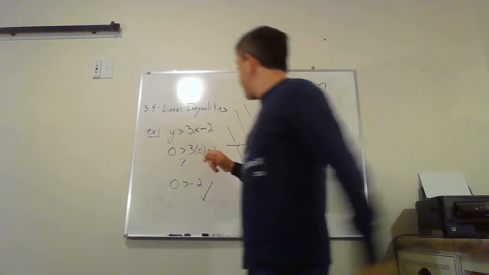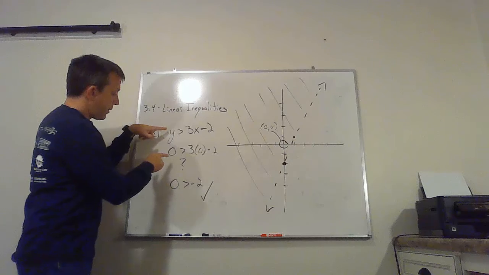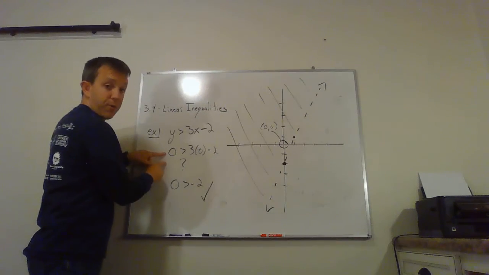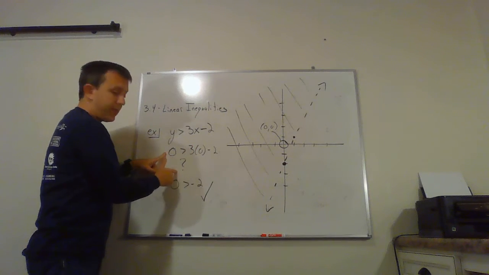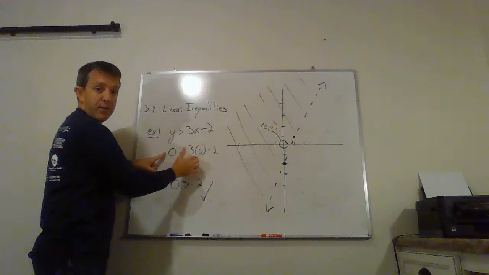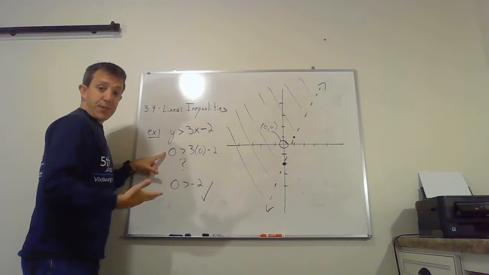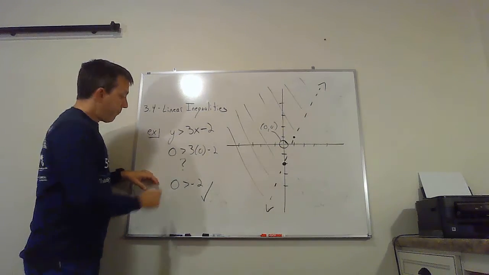So we have 0, 0, and you can see over here, I went to the effort to plug it in. So I put in 0 for y because that's the y coordinate of the point I picked, and I put in 0 for x. Now, you'll see I have a question mark here. Basically, I'm asking, is this true? If I put in the 2 zeros, do I get a true statement? If I do, then, like in this case, I end up shading that side.